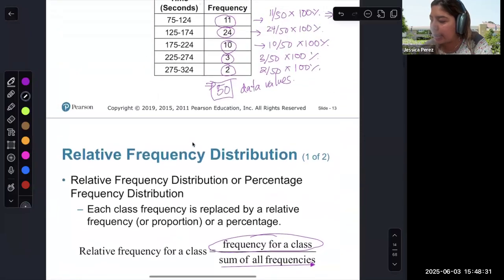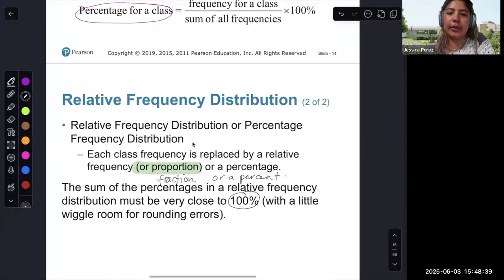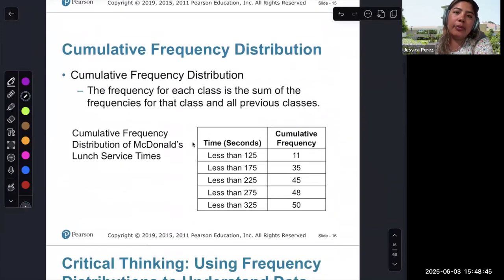So after I calculate 11 out of 50 times 100, 24 over 50 times 100, when we add those values, we should get a total of 100%. Again, there's some wiggle room for rounding errors. We also have the cumulative frequency distribution, where the frequency of each class is the sum of all of the frequencies.